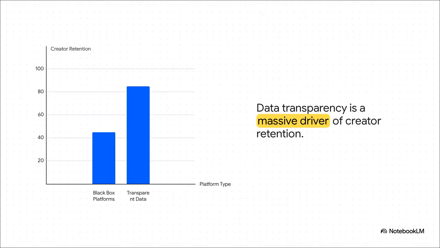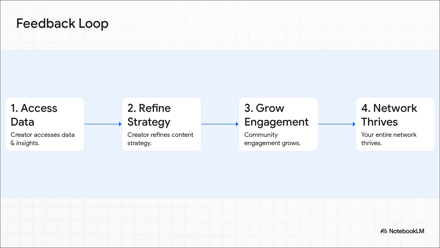And just look at this chart. Data transparency has a massive, massive impact on creator retention. It's simple. When creators have a clear, honest picture of how they're doing, they are way more likely to stick around and invest their time and energy in your platform. And what this does is it kicks off this amazing, powerful feedback loop. Better data leads to better content. Better content leads to a more engaged community. And when the community is buzzing, the whole network just thrives. It's this beautiful, virtuous cycle. A total win-win for everybody.